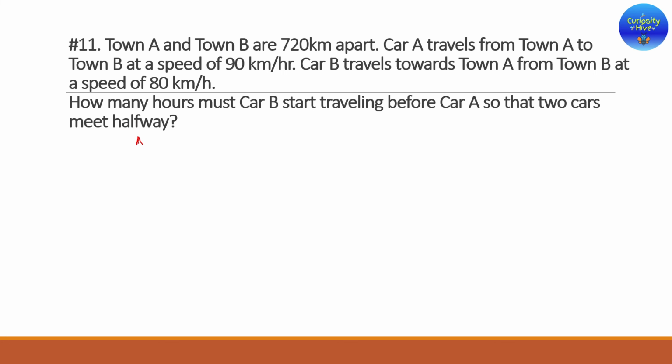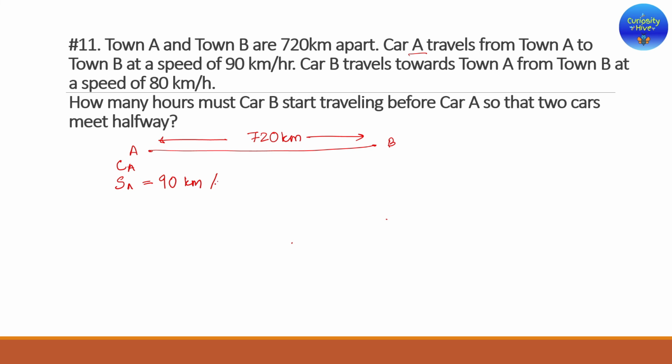Now town A and town B are 720 km apart. So I have A to B, which is 720 km apart. Car A travels from town A to town B at the speed of 90 km per hour. And then there is car B, which travels towards town A from town B at the speed of, let me call it SB, 80 km per hour. So now they are asking how many hours must car B start traveling before car A, so that the two cars meet halfway.